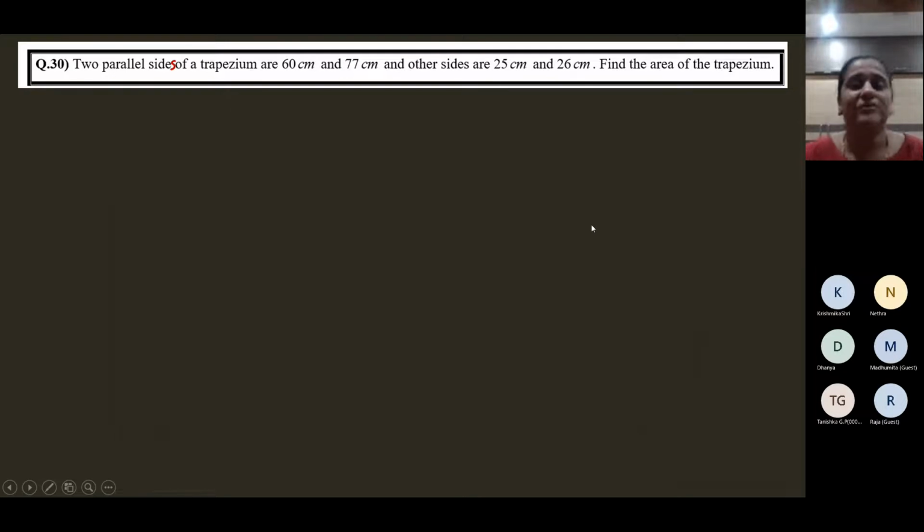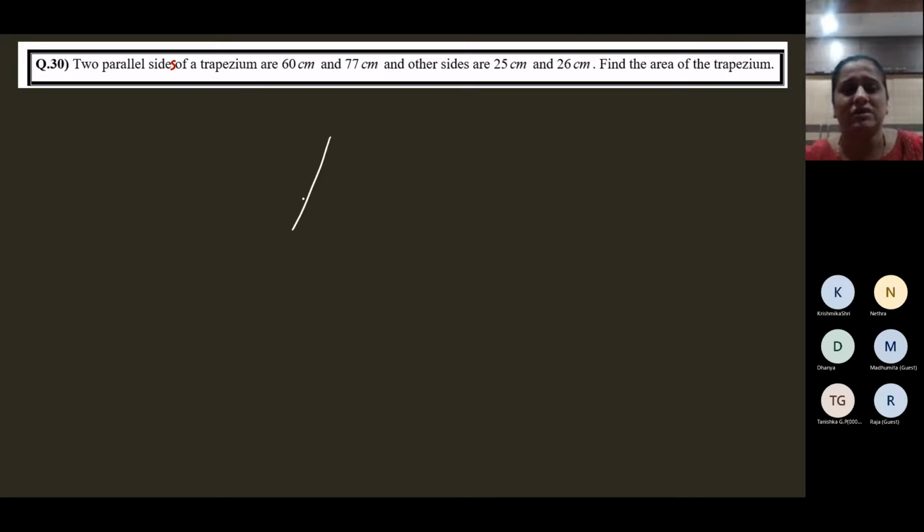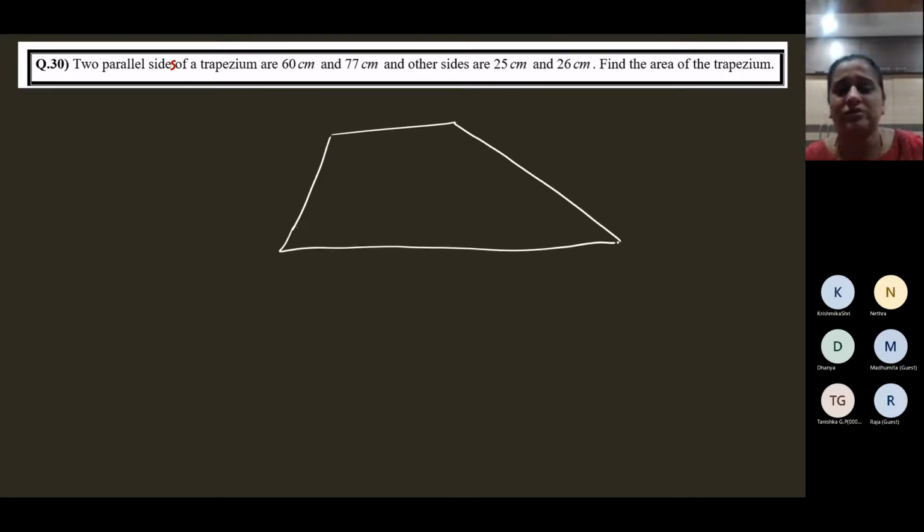All right, children. Now, the question is very simple. When you read the latter part of the question, find the area of the trapezium. What is this? Find the area of the trapezium in ninth standard. We've already done all this in seventh and eighth itself. So what is new here? Why area of the trapezium again?